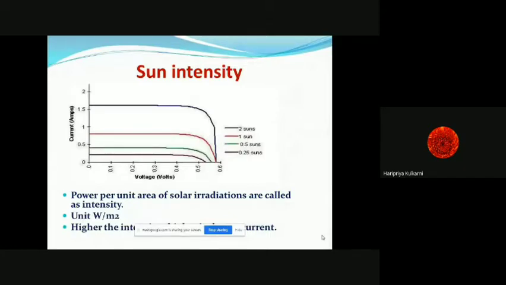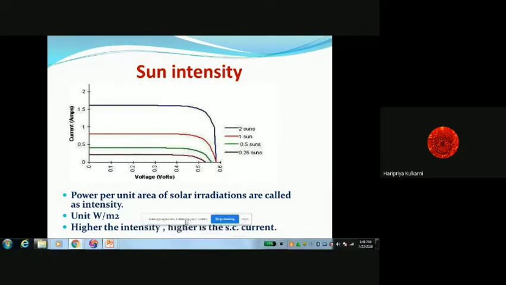Now, coming to the next point, which I want to discuss technically with the help of a graph, is the sun intensity. So, you know what is intensity? Power per unit area of solar irradiation. So power is watt, per unit area is meter square. So watt per meter square is the unit for solar irradiation. So intensity is solar irradiation per unit area.